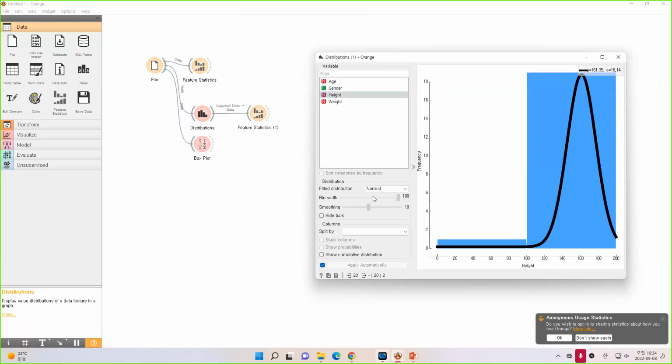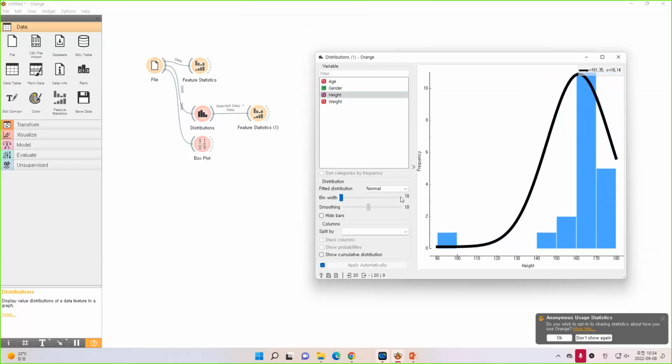You can make it lower. Let's say the bin width is 10, so it will be every 10. So 90 until 100, 100 until 110, 110 until 120, and so on. And then there is one fitted distribution here.